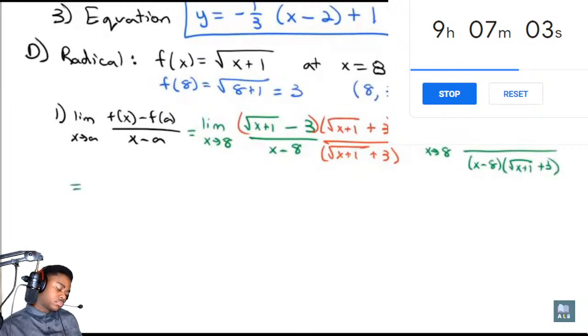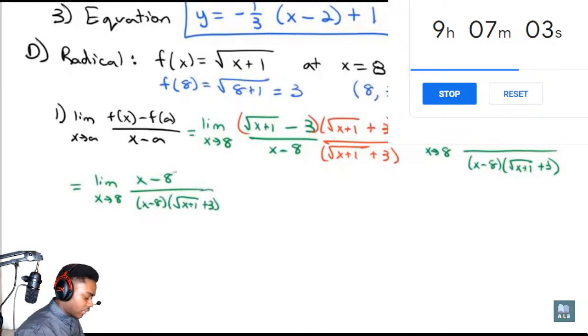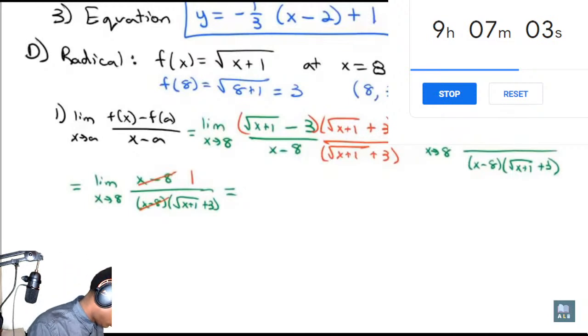Cleaning up a bit, to combine like terms in the numerator, we've got the limit as x approaches 8 of x minus 8 over x minus 8 times the square root of x plus 1 plus 3. And that's nice because the x minus 8s divide out. Always remember, when we divide out everything, there's still a 1 in the numerator. And what's really nice is we've removed that discontinuity, so we're ready to plug that 8 into x.